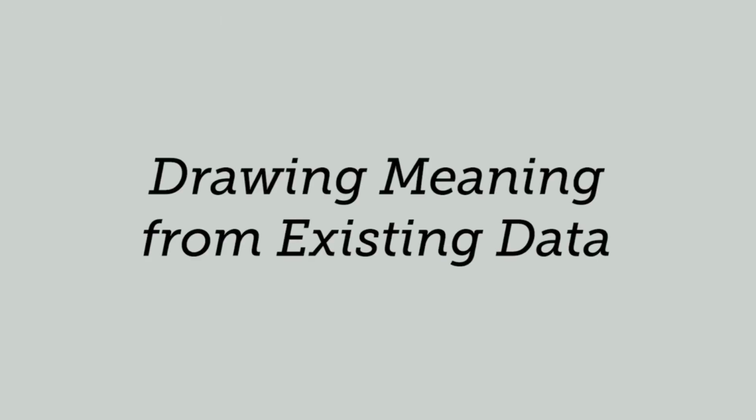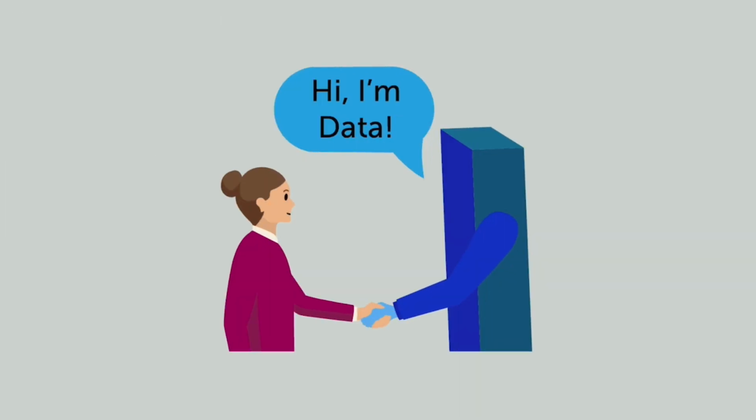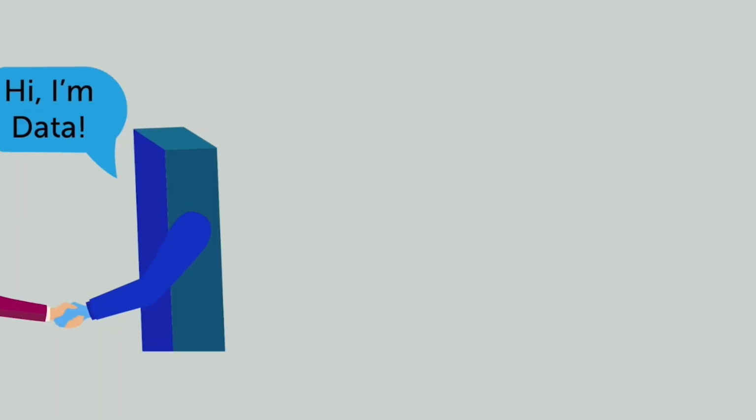Drawing meaning from existing data. Once you have gotten to know your primary and secondary data, you then have to figure out what it is trying to tell you. So how do you interpret data that you didn't collect? Here are some questions to ask that will help you as you interpret existing data.